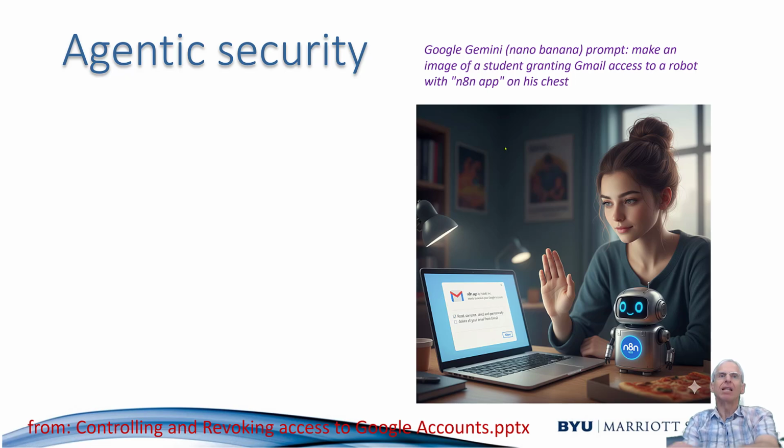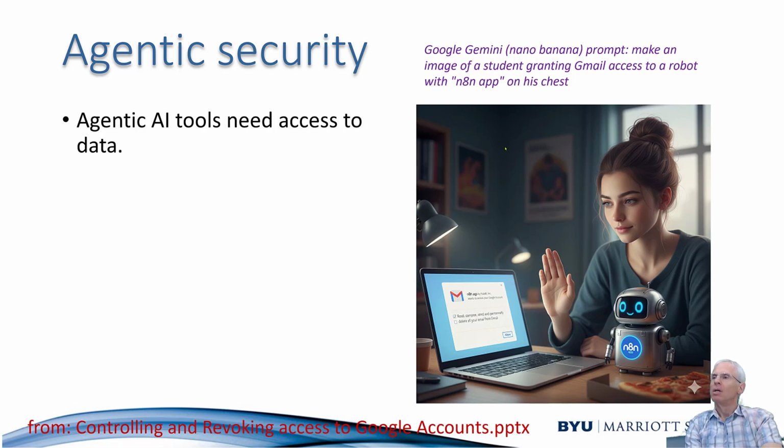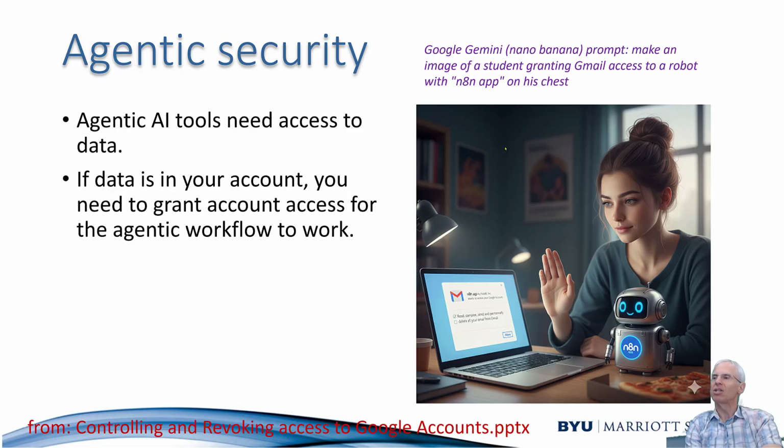There's an issue related to this, which is if we're going to use agents, we have to give access. So, for example, that Zapier one, we had to give Zapier access to our Gmail account if we wanted it to process our incoming email. So, agentic workflow, there's security issues we have to deal with. And I have a separate class discussion we may do at some point later in the course, controlling or revoking access to your Google account. When you use Zapier and a lot of these tools, you have to give access to data or they don't work. They need to access data. If your data is in your account, you need to give access for it to work or it's not going to work. It's just how it is.